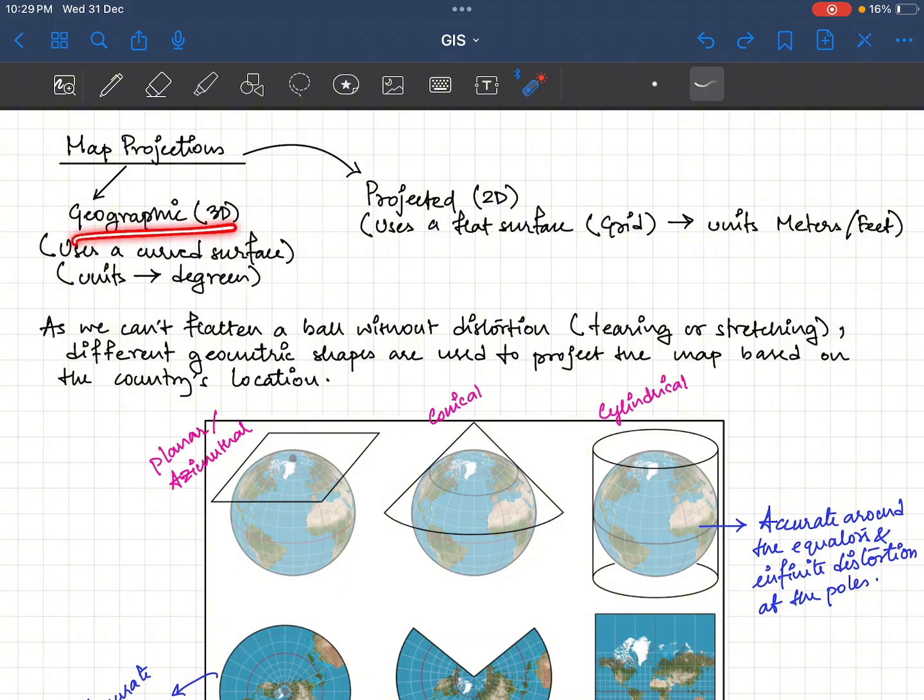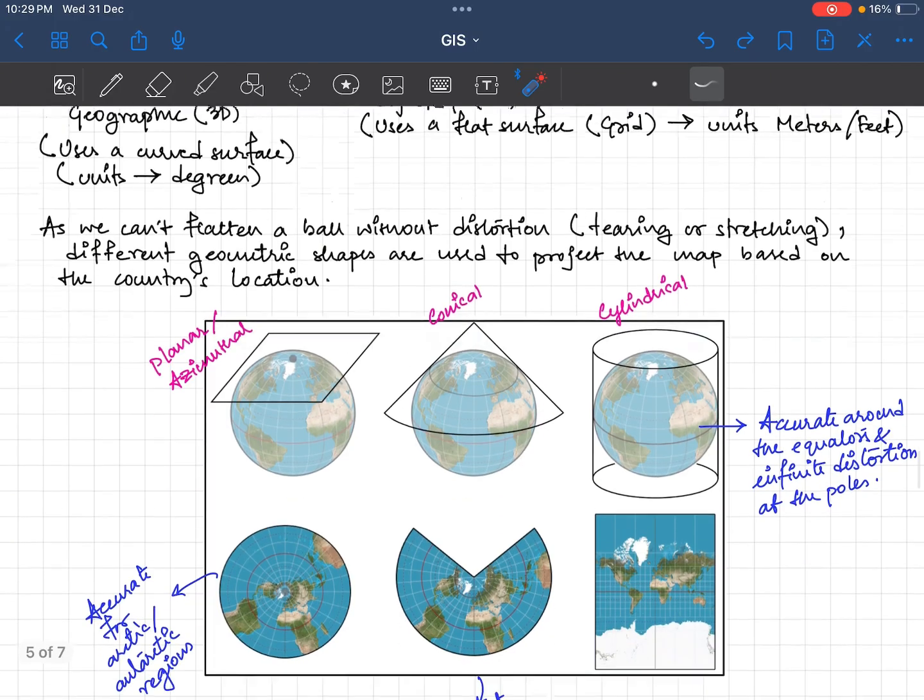GCS refers to geographic coordinate system, and PCS refers to projected coordinate system. Whenever we want to define where we are on the curved surface using degrees, that is latitudes and longitudes, we use the GCS. And whenever we want to do the same thing but on a flat map using meters, we use the PCS. Okay, but here's a problem. How do you flatten a ball? Earth is a ball. How do you flatten it?